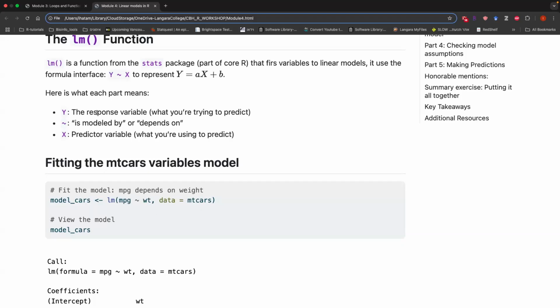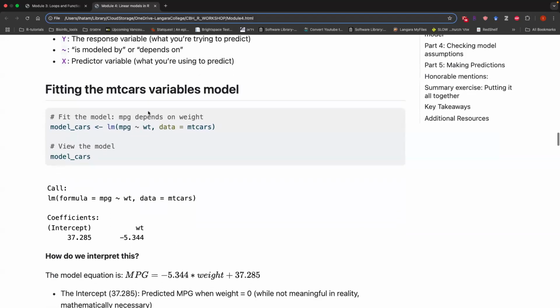Y is the response variable, what we're trying to predict. The squiggly line basically means is modeled by, or depends on. So Y is modeled by X, which is my predictor variable. That's the formula. You don't necessarily need to remember all of this. The only thing you need to remember is this thing here.